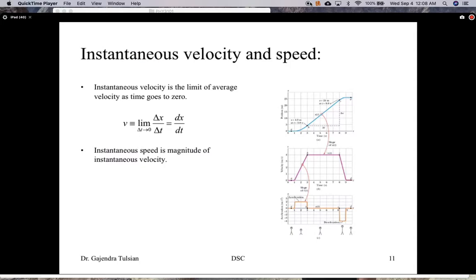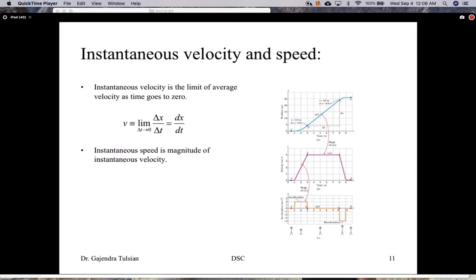So here we go, we'll define instantaneous velocity. Instantaneous velocity is defined as, here's the average velocity, in the limit delta t going to 0 of average velocity is instantaneous velocity. And that's the time derivative of the position.